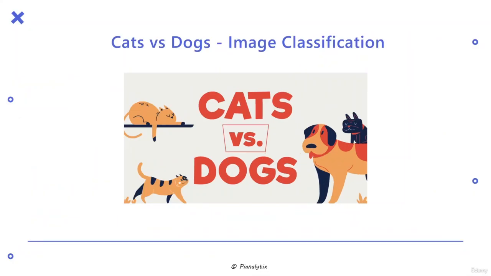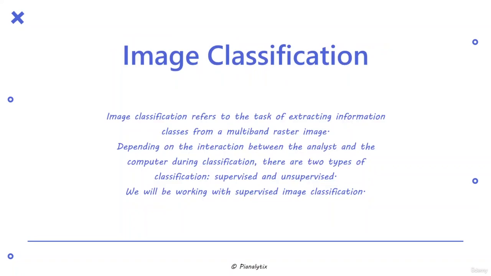This project is on image classification, specifically about training a model that can differentiate between cat images and dog images, which are actually categorized as cats and dogs classes. So let's move forward and understand image classification.